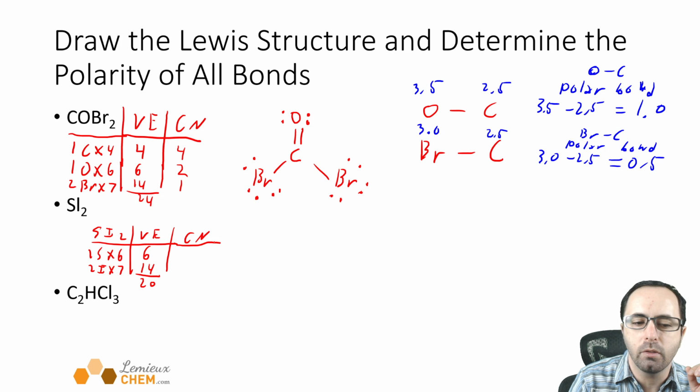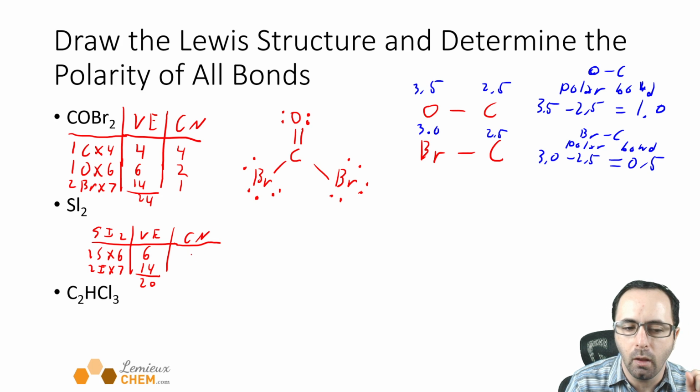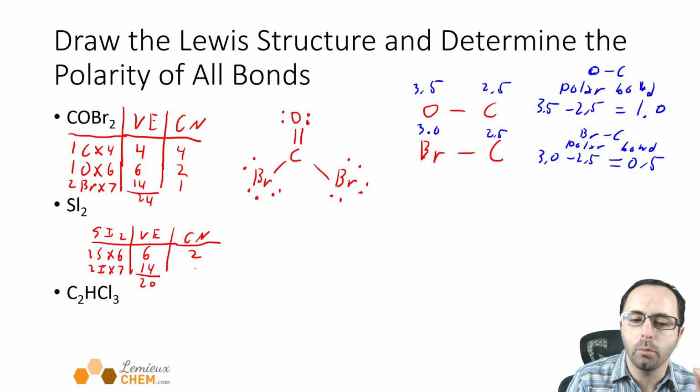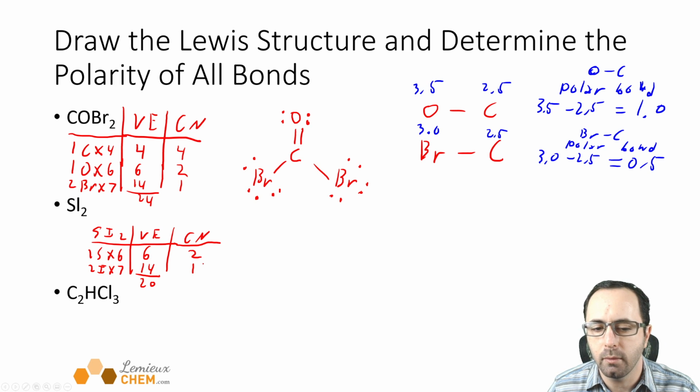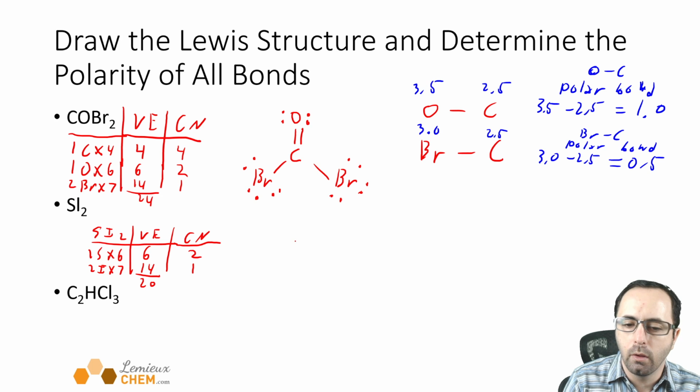And then sulfur is group 6. It starts with 6 valence electrons and needs 2 more to have 8. Iodine is group 7, starts with 7 valence electrons. Each iodine needs 1 more to have 8. We draw the skeleton with the highest covalence number atom in the middle. That will be sulfur.